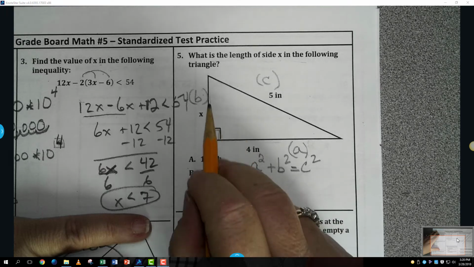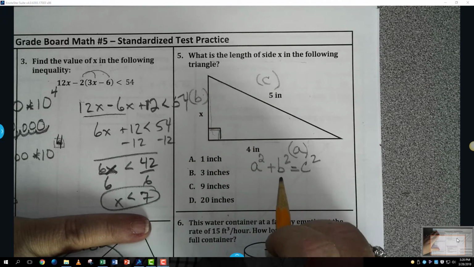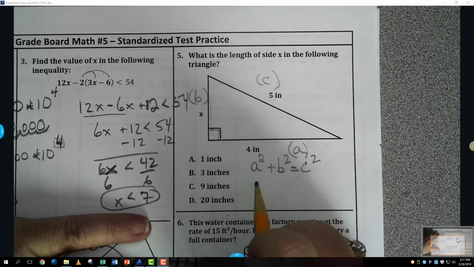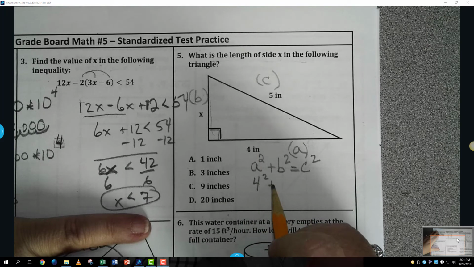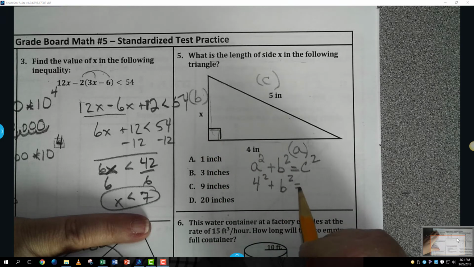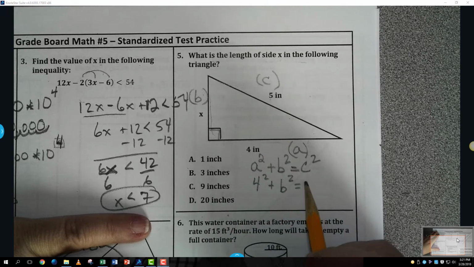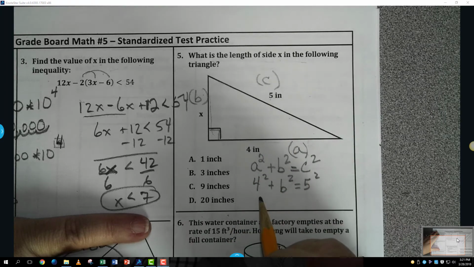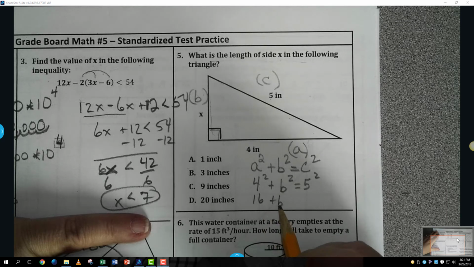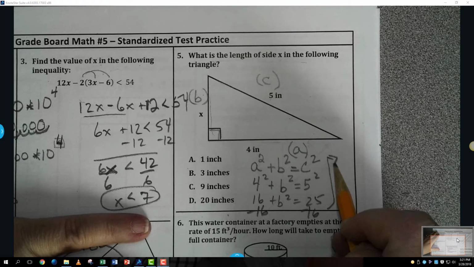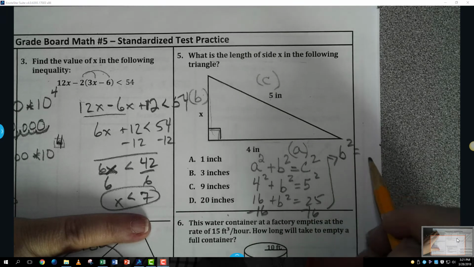So they are asking us to figure out this length, in other words, B, the way I've labeled them. So A is 4, so I'm going to say 4 squared, plus I have to figure out this side, so I'm still leaving that as B squared, equals C squared, and C is 5, so C squared would be 5 squared. So then I have 16 plus B squared equals 25. Subtract 16 from both sides. I'm going to get B squared equals 9.